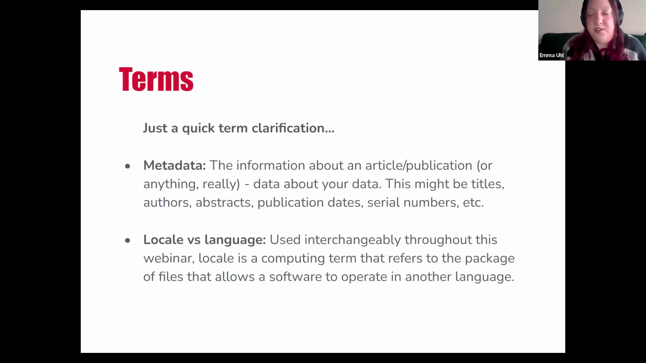And also, before we get into this, there's just two terms I want to make sure we're all on the same page about. So very quickly, metadata is information about your article or publication or anything really. This is data about your data. So in our world, this usually means things like titles, authors, abstracts, publication dates, serial numbers, anything else you can think of. And secondly, the term locale versus language. They're used interchangeably throughout this webinar and often throughout other documentation about using a software in another language. Locale is the computing term, and it refers to the entire package of all the files that allow a software to operate in another language. So you can understand them as meaning the same thing in our case here.